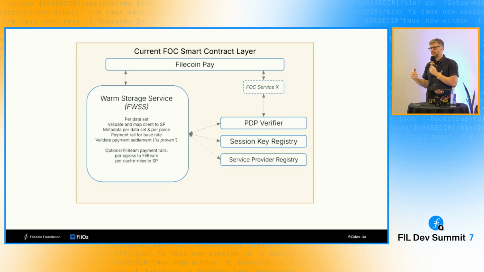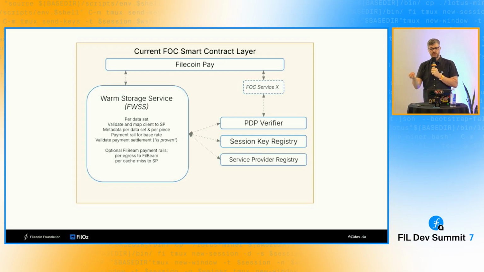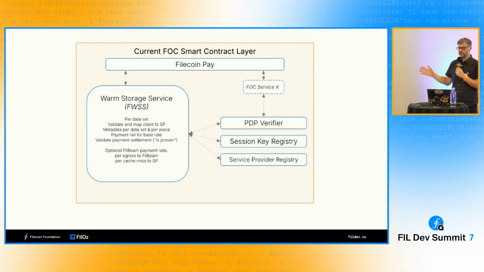And then the idea there is that clients have this one place to manage their payments. The rails are these lightweight payment mechanisms that the client can use to pay for whatever service is offered on top of the FOC stack. But currently, warm storage service is the primary one. Warm storage service is a bridge between PDP, which is implemented in a contract called PDP Verifier, and Filecoin Pay.